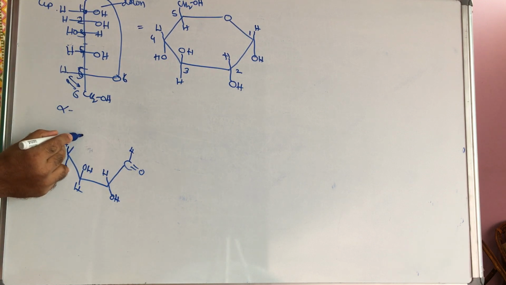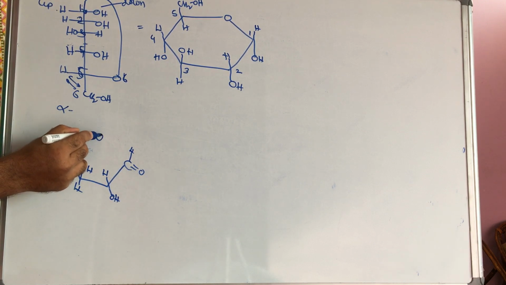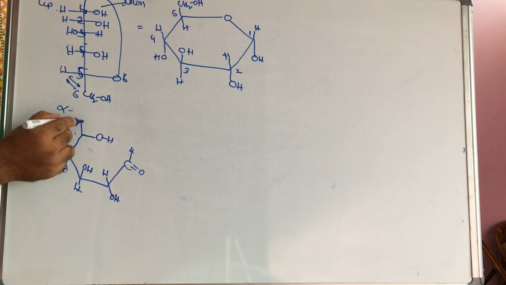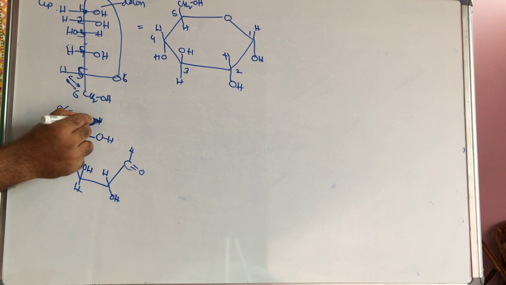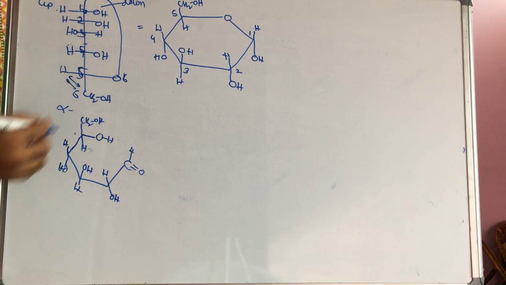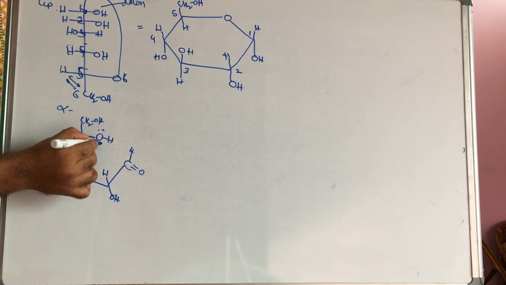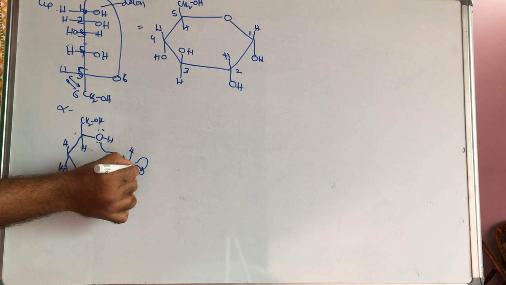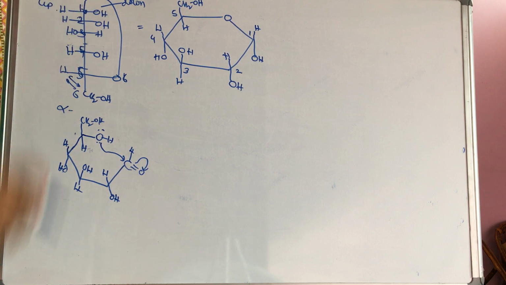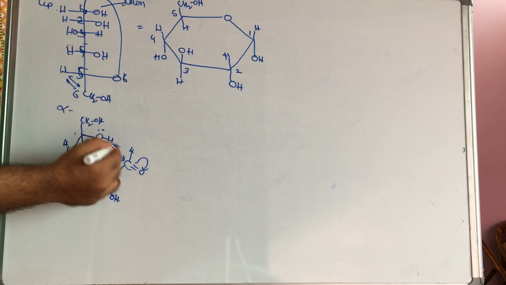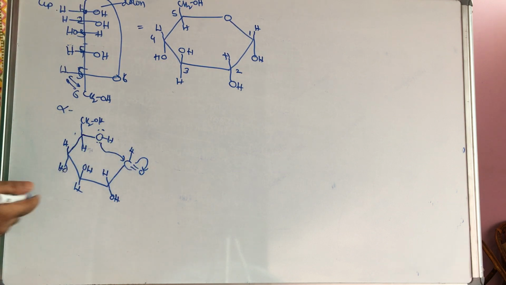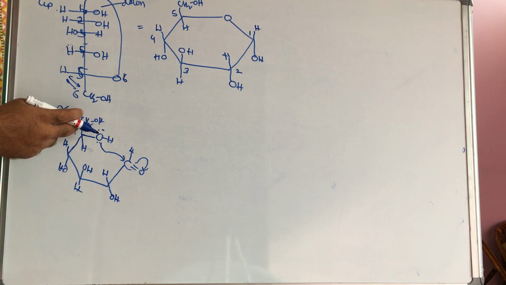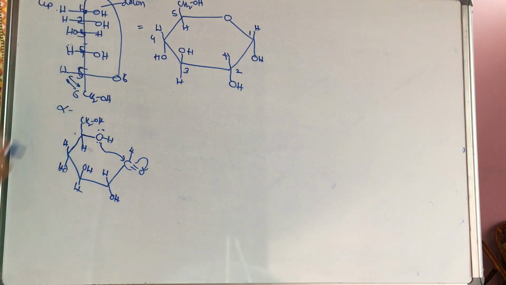After rotation, here OH, here CH2OH, and here will be H. So here a lone pair is there, this lone pair attacks like this. Then it forms this cyclic, because this O and H going to OH, it may be up or down. That's why now CH2OH, which side is there? Up. That's why this is up.